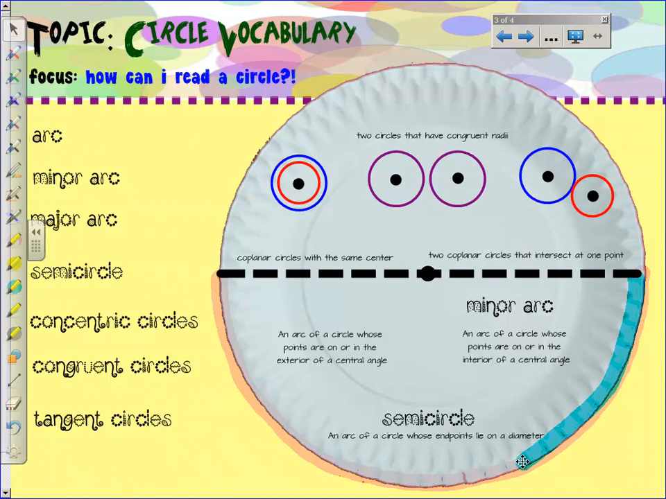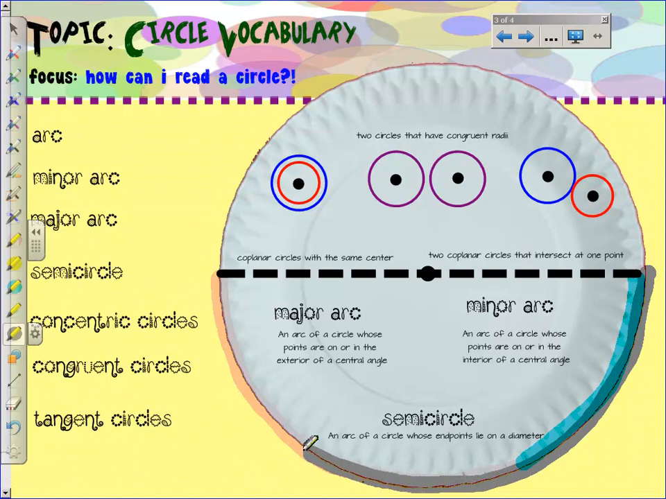Alright, so remember, the central angle is any angle whose vertex meets at the center. Alright, the last thing we have is a major arc, and a major arc is more than 180 degrees. So it would be, for example, more than our semicircle. So that gray line is a major arc.